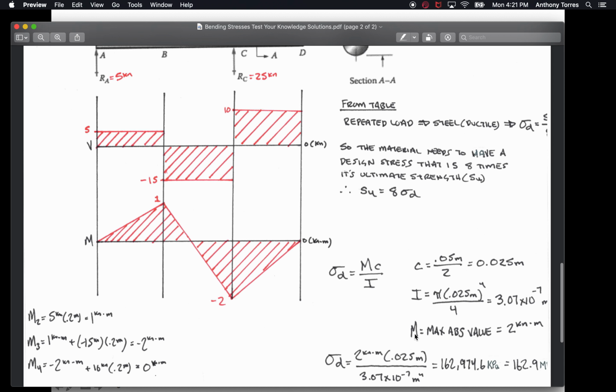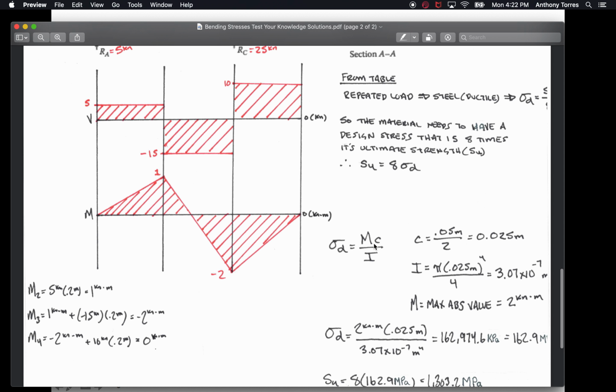And M, like I stated in the slides, is the maximum absolute value from this chart. So it's not 1, because that just goes up to the maximum positive 1. But remember, the beam doesn't care if it's negative or positive. It's going to feel it regardless. So you choose the 2. You just get rid of the negative. That's why it's absolute value. So the maximum M that happens regardless of positive or negative is 2 kilonewton meters.